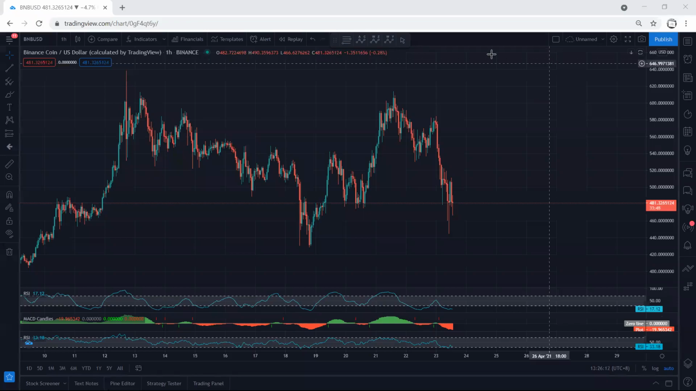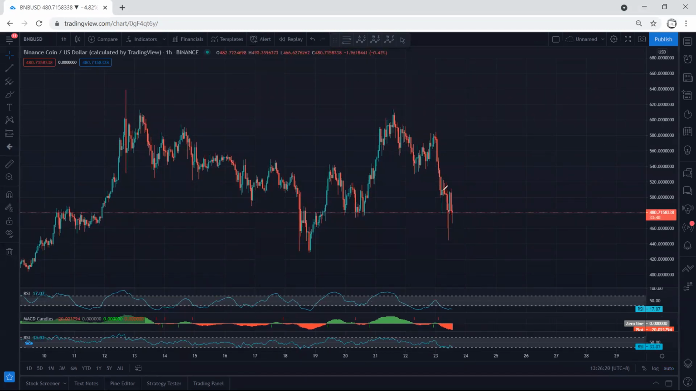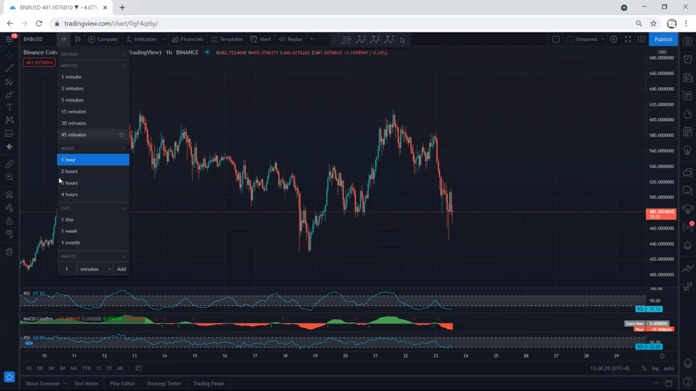BNB, we start with the 1 hour chart. Okay, we have nothing based on the 1 hour chart to discuss. The only thing is, if we compare to my last analysis, we get this small corrective move. Okay. Anyway, we prefer to start with higher time frame.